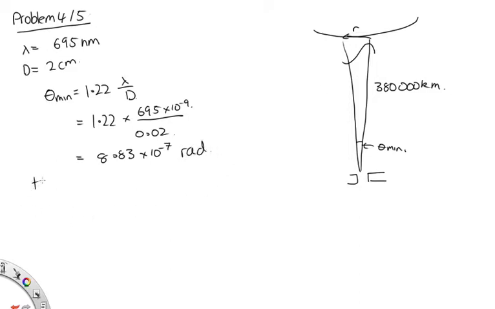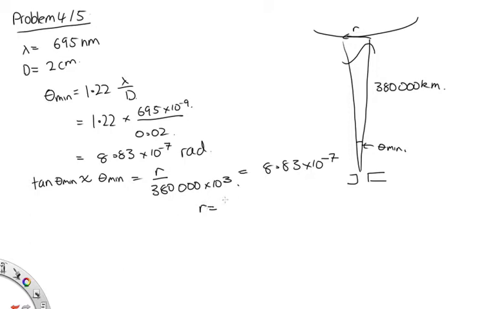So now we can use tan theta min is approximately theta min. Using the geometry here, that is equal to the radius of the beam over 380,000 times 10 to the 3. And so substituting in, solving this for the radius, we get that the radius is equal to 16 kilometers, but we've been asked to find the diameter, so the diameter is double that. It is equal to 32 kilometres.